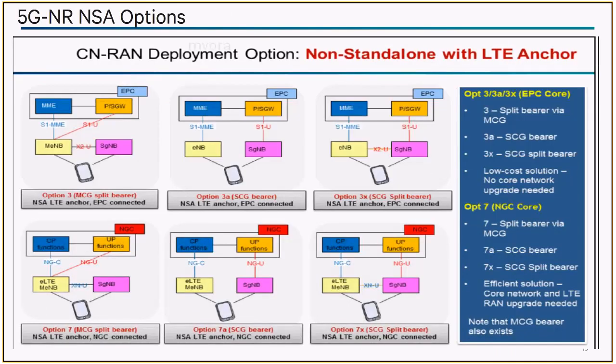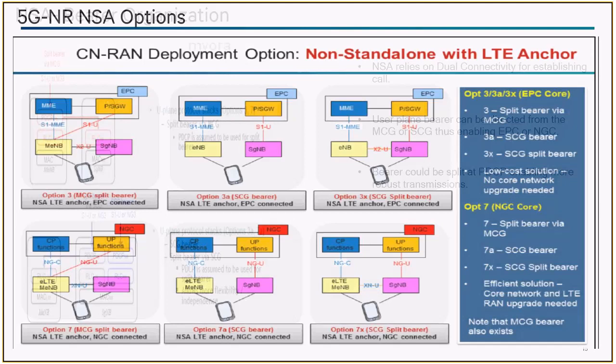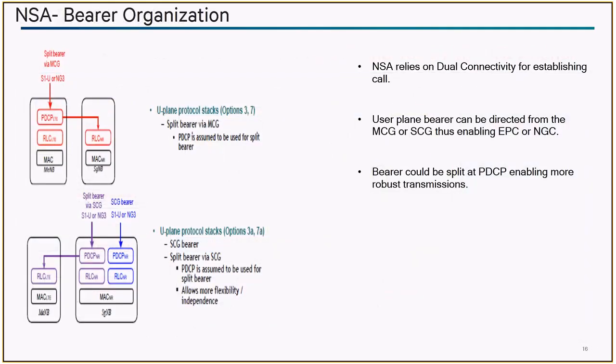Now NSA relies on dual connectivity for establishing a call. It can do a split bearer or a single bearer. What I mean by split bearer is that both LTE as well as NR, the data is split at the PDCP level and then sent to the UE as two different packets, or it can only send it via the NR network only.